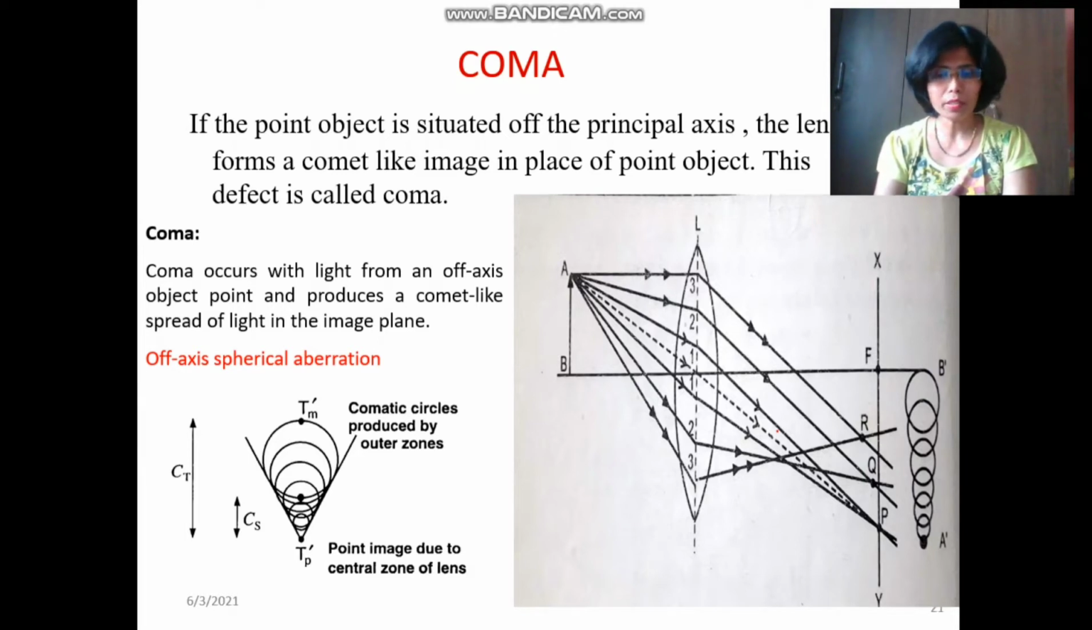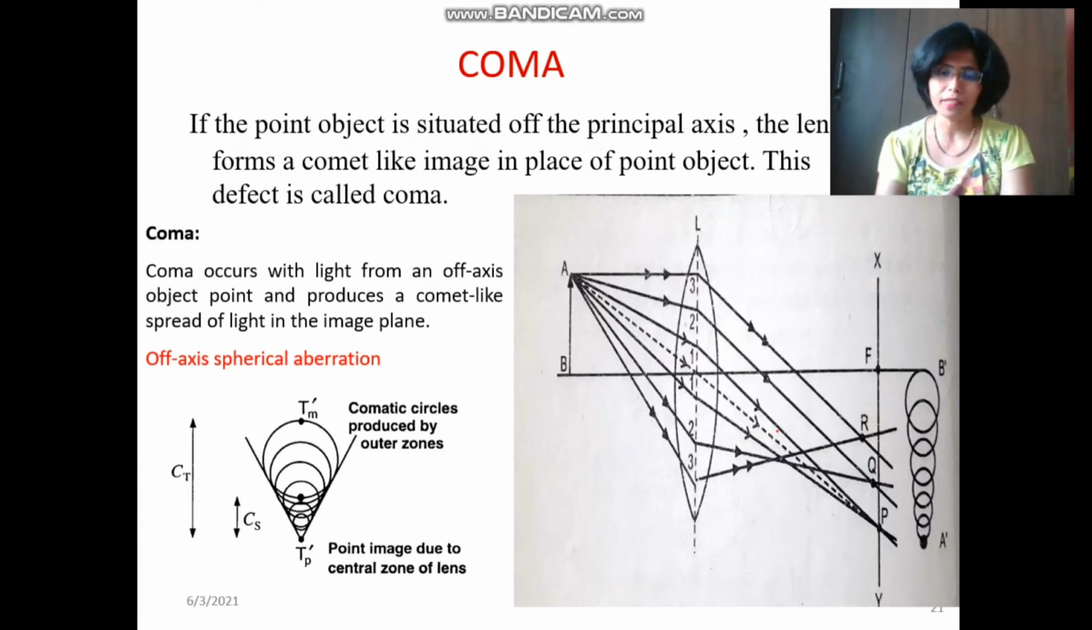Now if the screen is placed at XY, the cone will produce a bright circle on the screen, and the diameter of this circle depends on the distance of the point Q from the plane XY. Now considering the joint effect of various zones of the lens, the overall image of the point object can be said to consist of a series of circles, isn't it? The radius of the circle increases with the increase of the radius of the zone of the lens.